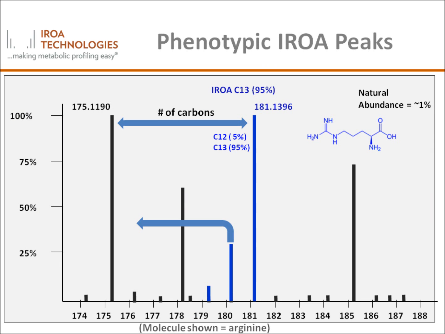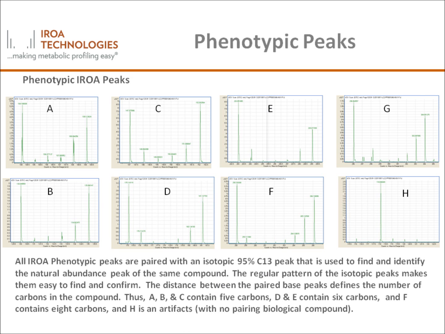Using an IROA labeled standard, all of the peaks may be easily identified according to the presence of their characteristic M-1 peaks. The natural abundance peaks corresponding to each standard peak may be readily identified because even though they do not carry an isotopic labeling, their exact mass and position are established relative to the standard. The distance between the paired base peaks defines the number of carbons in each molecule.